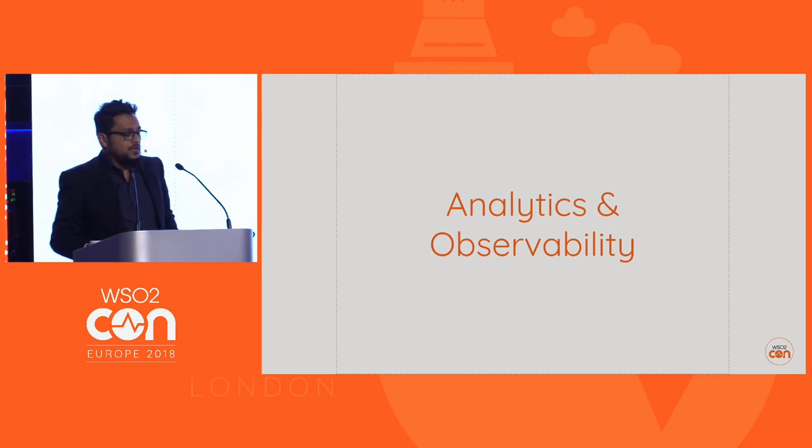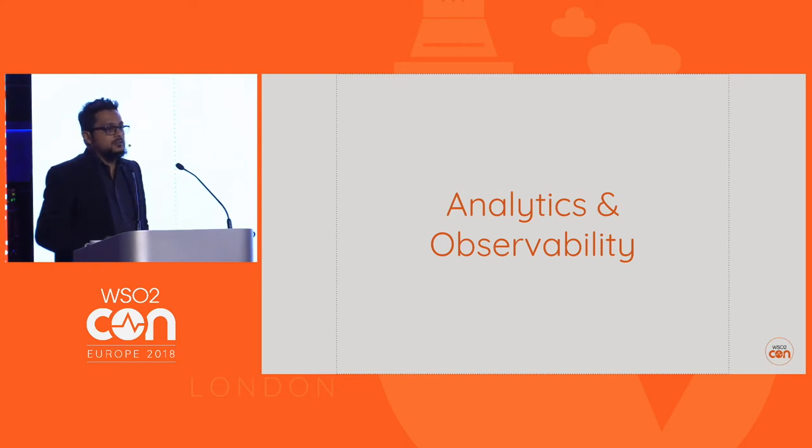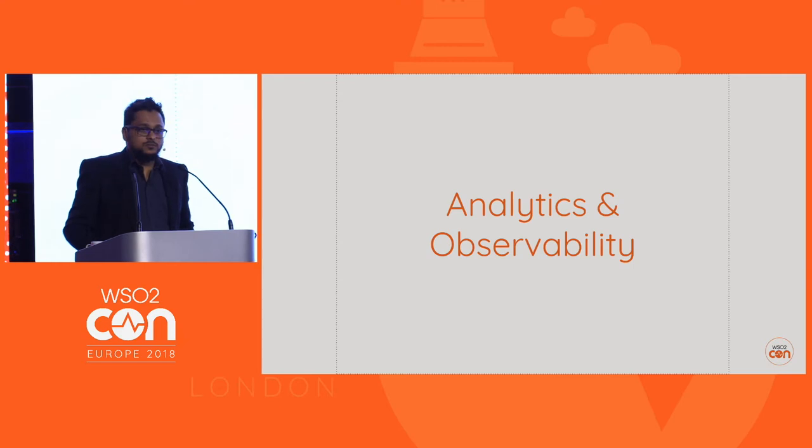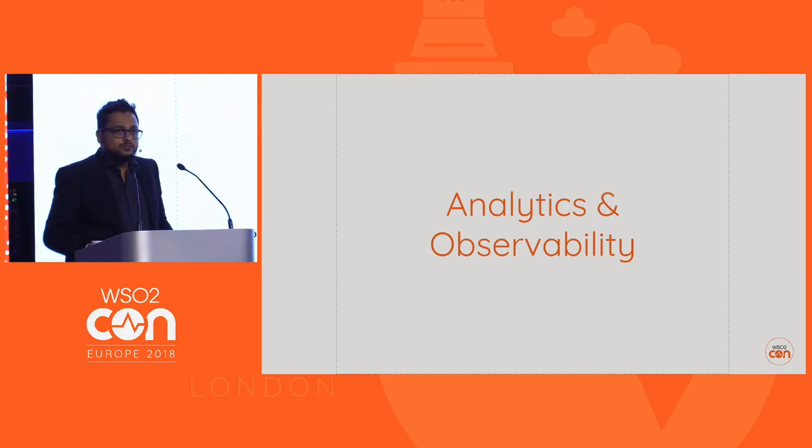Finally, I would like to talk about analytics and observability. As you can see, there are so many moving parts in this architecture, right? So things could fail at different places. You should be able to trace how your calls are going through. You should be able to see metrics at different levels. So how can we implement that with a cell architecture? Let's look at that.